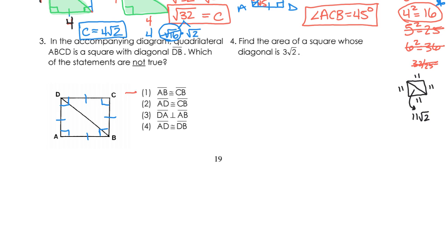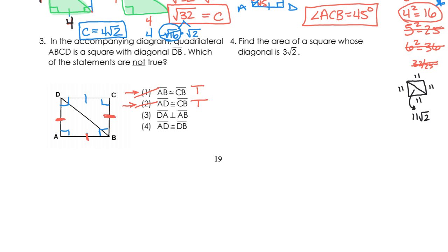Number 1 says that AB, which is a side of the square, is congruent to CB. CB is the side of the square. And so this is 100% true. Okay, we're looking for not true though. So let's look at number 2. They said that AD, which is the side of my square, is congruent to CB, which is the opposite side of my square. Well, they're both sides of the square, so they're going to be equal as well because the square has all sides equal.